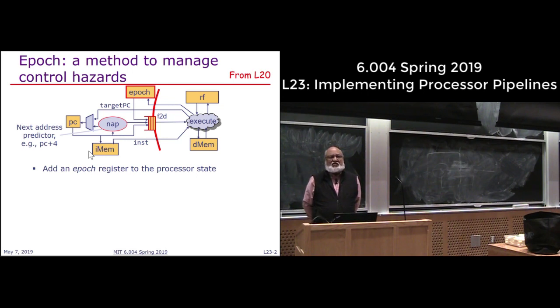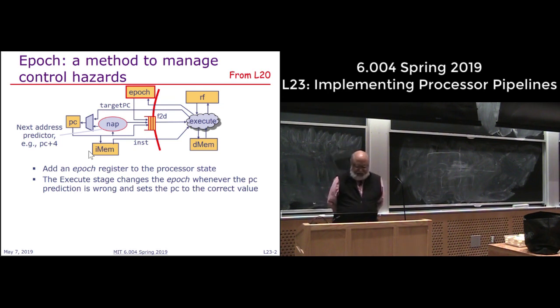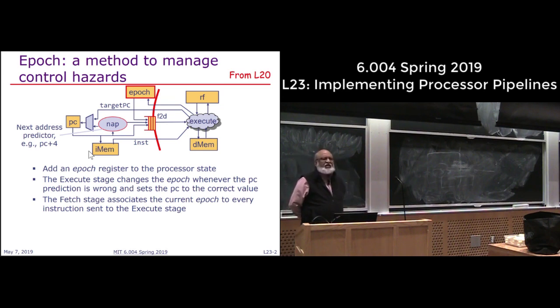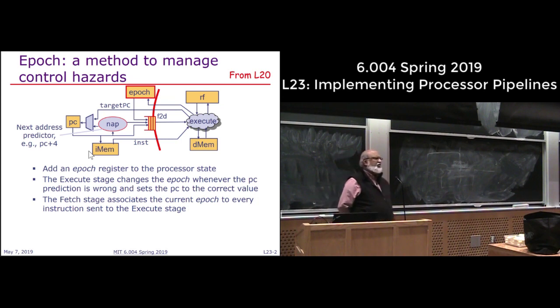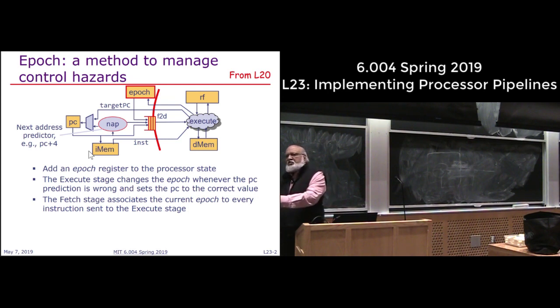We just introduced a register called epoch, and the very first thing we do is at the execute stage, anytime we detect a misprediction, we flip the epoch. We change the epoch to the next epoch, and the fetch stage attaches this epoch to every instruction that is going forward. If you want to think of it as a color, all the instructions are red to start out with, and then you detect a misprediction, so now we go to a new color, say green, and after that all the instructions will be coming in green until there is another misprediction.